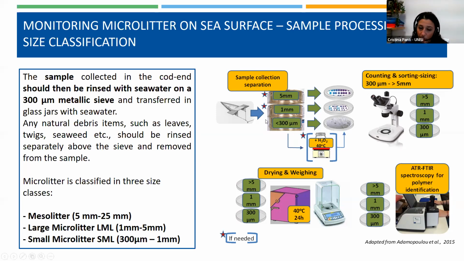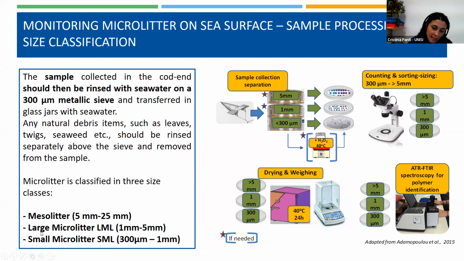Then in the lab you should sieve the samples again with 3 sizes of sieves: 5 millimeters, 1 millimeter, and 300 microns. And then count and sort the microplastics under the stereo microscope, as we have seen for the microlitter on the beach. Remove all natural debris, and then the samples can also be dried and weighed, and then perform in the end the FTIR spectroscopy for the polymer identification.